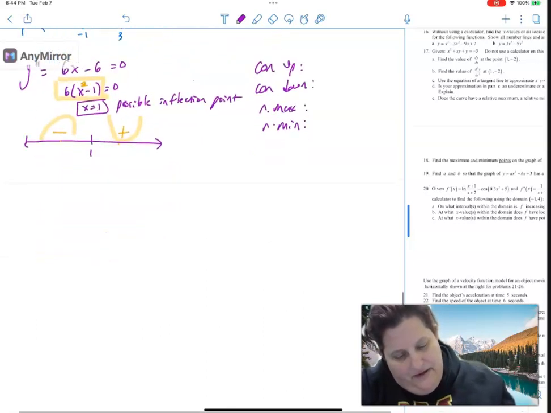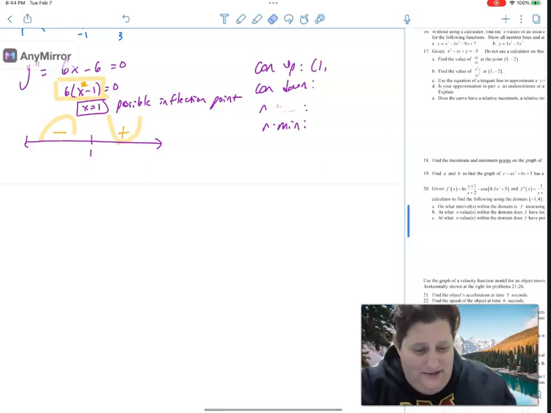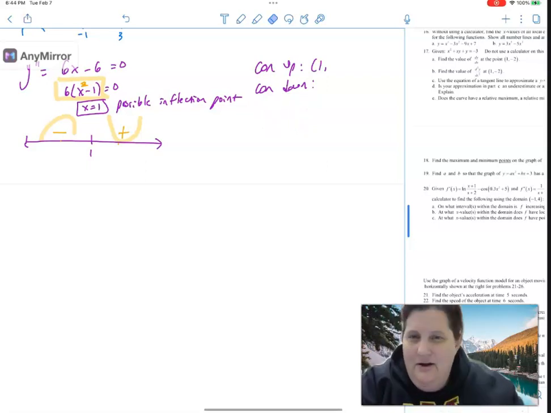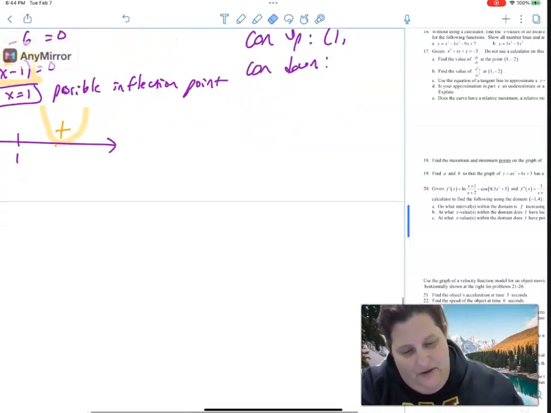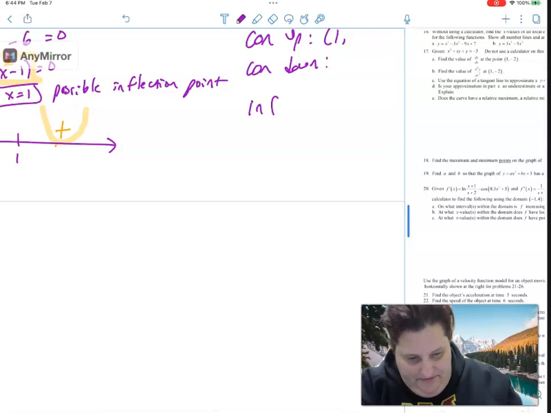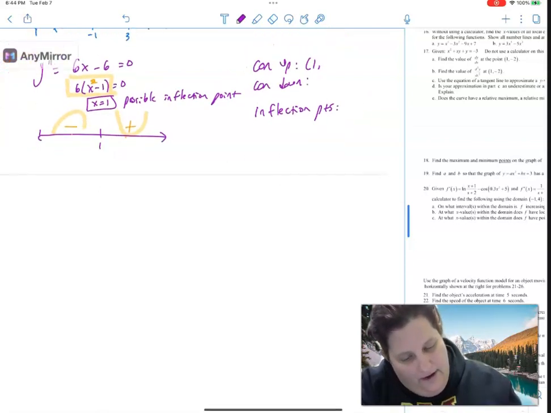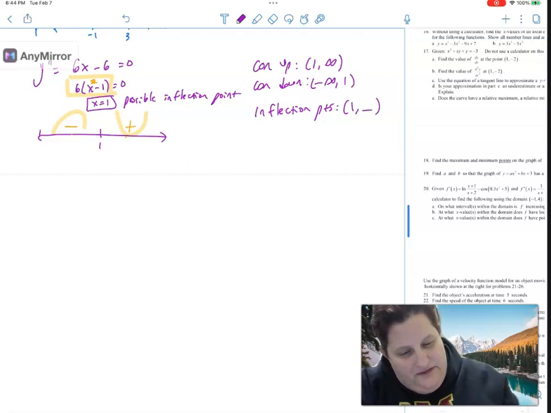For my information for this, it is concave up. You guys, it's late and it's been a long day. Concave up and down are not relative max and min. It goes concave up, concave down, inflection point. Okay, so sorry about that. So it's 1 to infinity, negative infinity to 1, and I have an inflection point at 1 something.